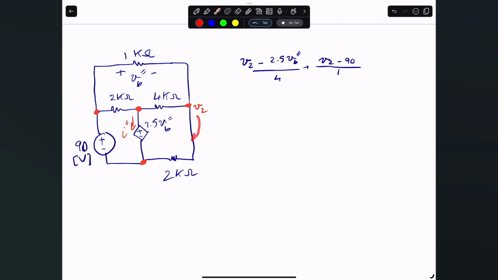And then we do that in here, plus V2 divided by 2 equals 0. I believe I captured all the current. So V2 minus 2.5 V prime, that's good. Then V2 minus 90, that's good. And then V2 divided by 2.